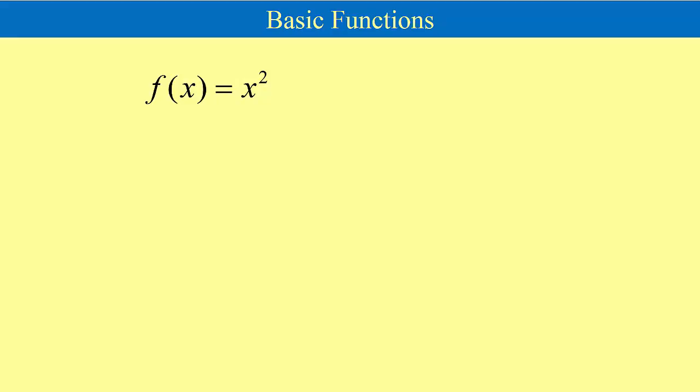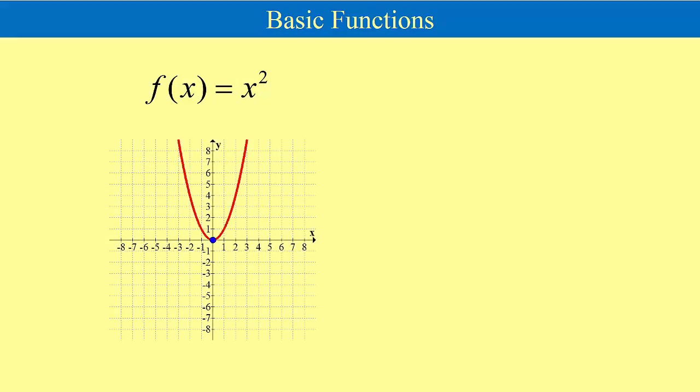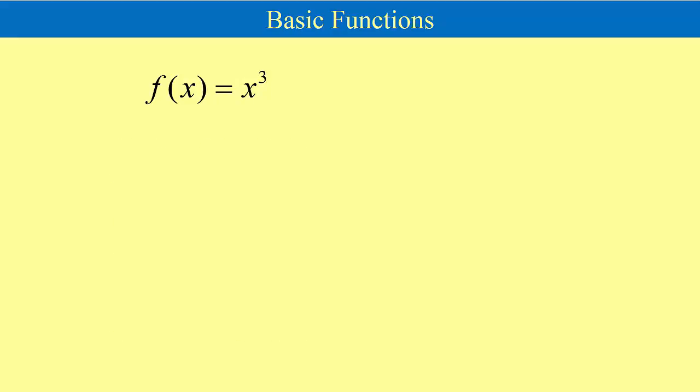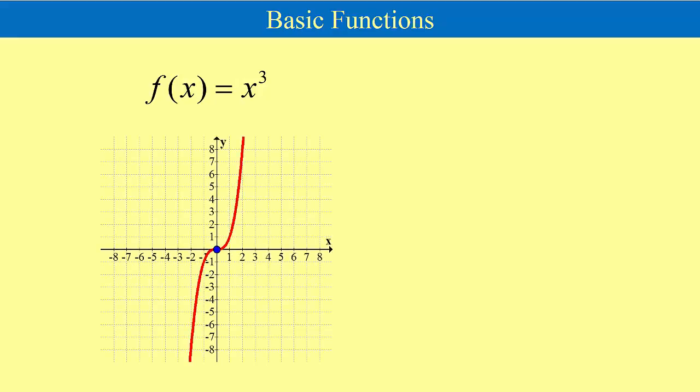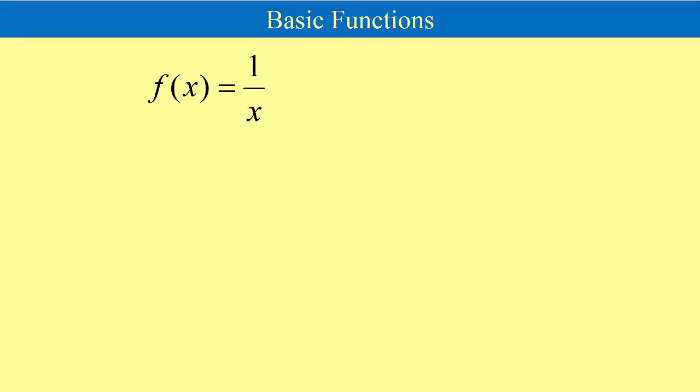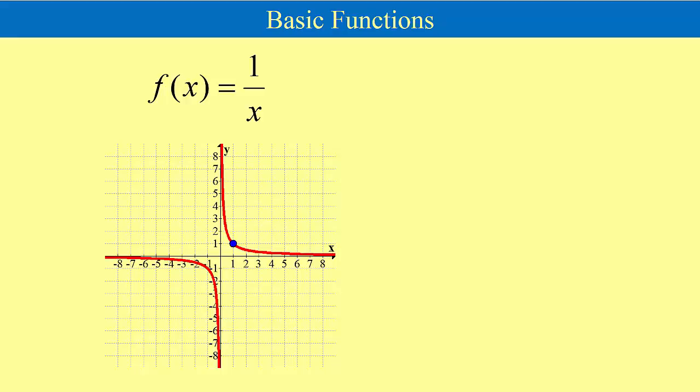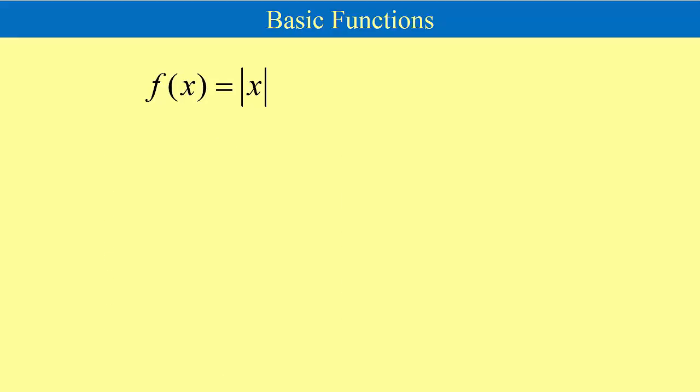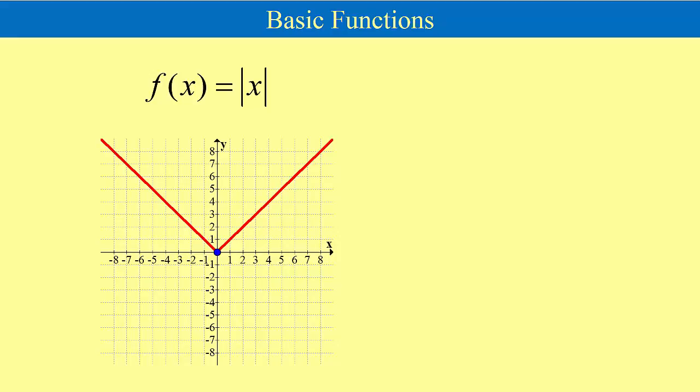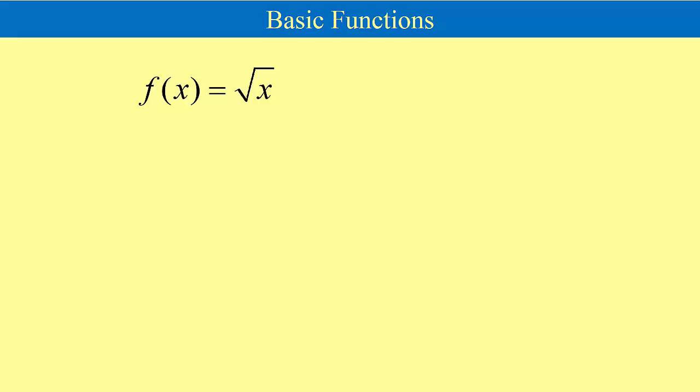The graph of x squared is a parabola with the vertex at the origin. The graph of x cubed, on the right side it's like a parabola, but on the left it's down instead of up. So you see it kind of looks like a parabola twisted at the middle. Still goes through the origin. Notice the key point I've emphasized with the blue dot. And here's the graph of 1 over x. Here's the graph of absolute value of x. And the graph of the square root of x.